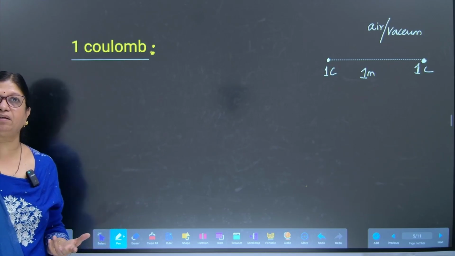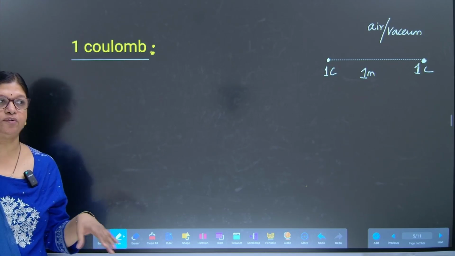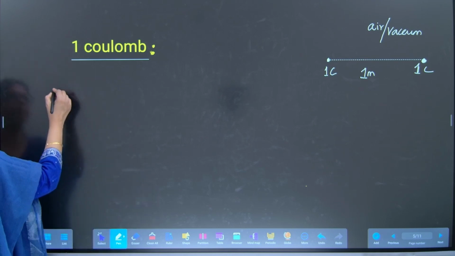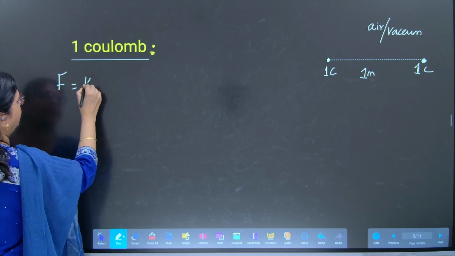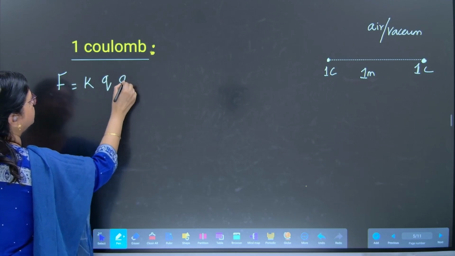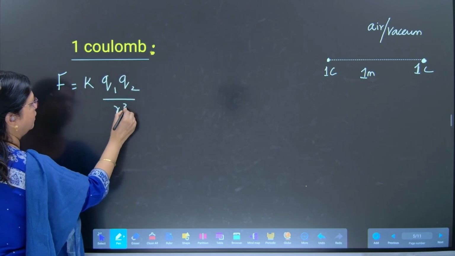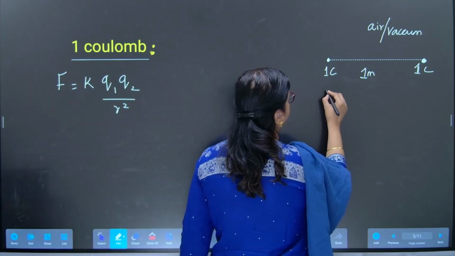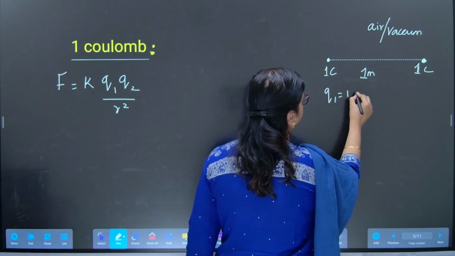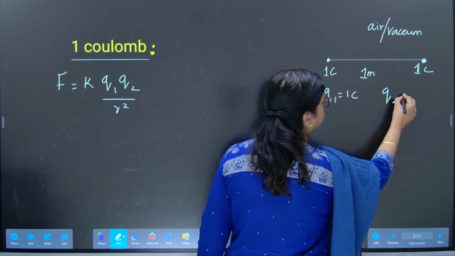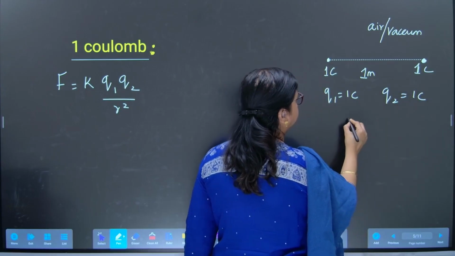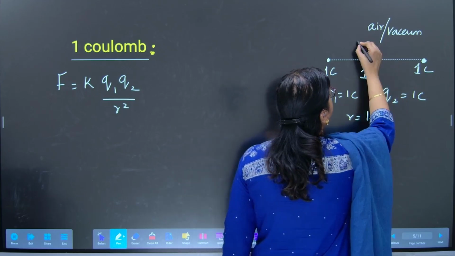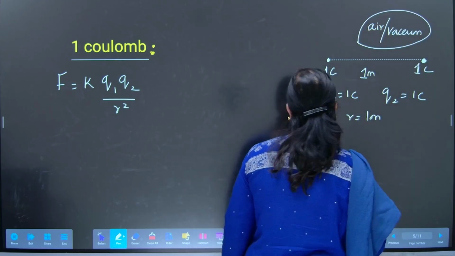So let us make a variation and try to define 1 Coulomb. Again, going back to the formula, F equal K Q1 Q2 upon R square. Let us consider 2 charges. Q1 is equal to 1 Coulomb, Q2 also equal to 1 Coulomb, kept at a distance of 1 meter away from each other. Medium of keeping the charges is air or vacuum.